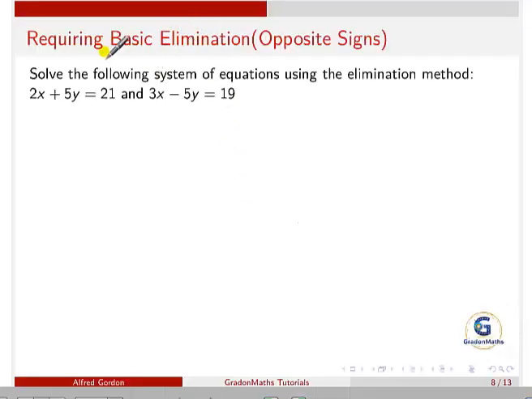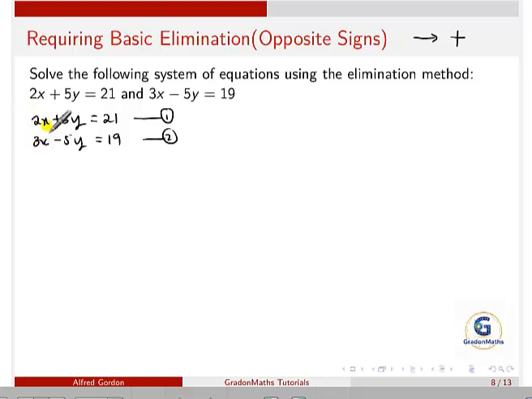So let's come here. Now here you are going to solve equations that require basic elimination, but with opposite signs. When they have opposite signs, what we do is add the two equations. Let's try this example. We are to solve the system of equations using the elimination method, and the two equations are already arranged in the standard form, so we can name them equation 1 and equation 2. We have equation 1 to be this, and then we have 3x minus 5y is equal to 19 as equation 2.